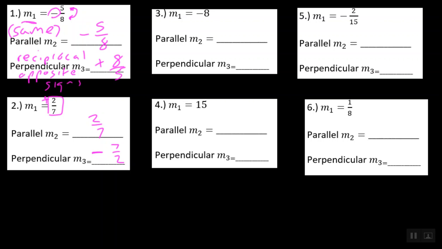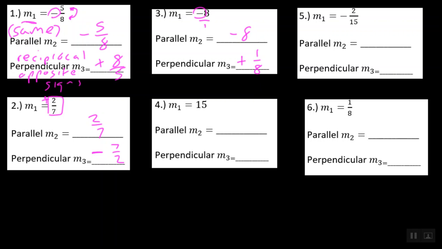Okay, let's look at number 3. Number 3 is a whole number. It's negative 8/1. So for the parallel slope, I can just write negative 8. But for the perpendicular slope, I have to flip my fraction to be 1/8. And notice this will go from being a negative to being a positive. You just change the sign.